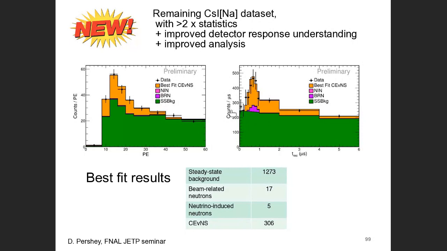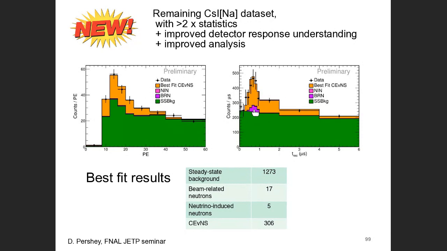It's more than twice the statistics, improved detector response understanding, and improved analysis. You can see here, this is the time distribution. This is the PE distribution. There's no pulse shape discrimination here. And this shows 306 estimated 7 signals.